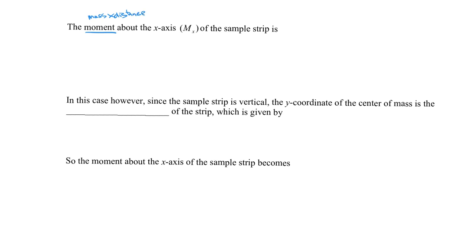So the moment about the x-axis, m sub x of the sample strip is, all right. And also remember density equals mass over area, which implies that mass equals density times area. So that's the mass. So the moment is the mass and the distance. So m sub x is going to be, I'm going to put y for now. y times f of x minus g of x dx, and that's the area of that sample strip, right?